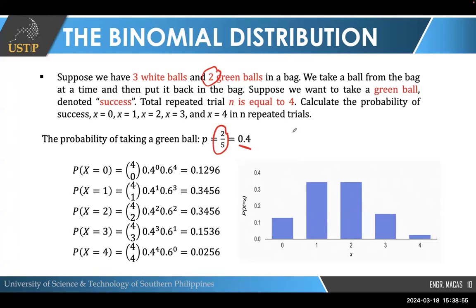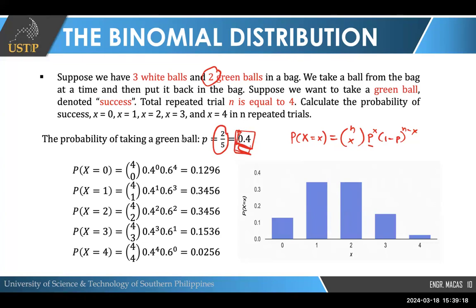Let me write here again the formula of the binomial distribution. That is, n choose x, and then p raised to x, and then 1 minus p raised to n minus x. Okay? So now we should first get the small p, which is 0.4, the probability of getting a green ball.